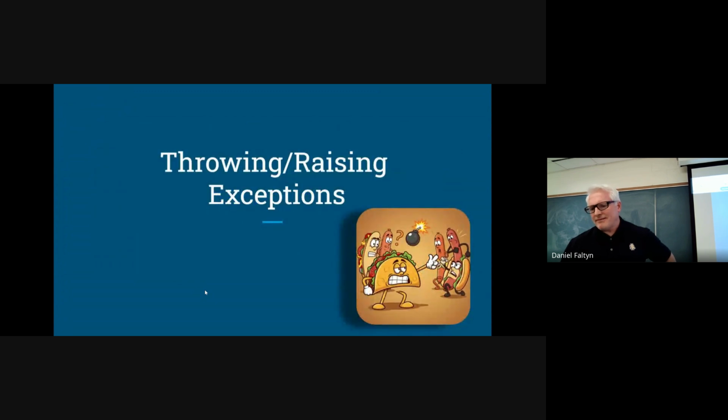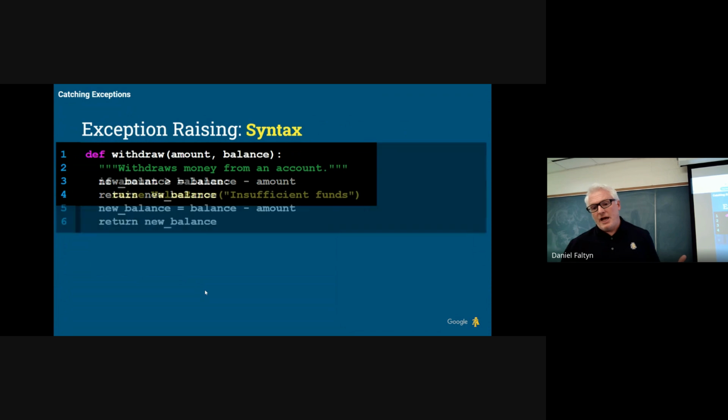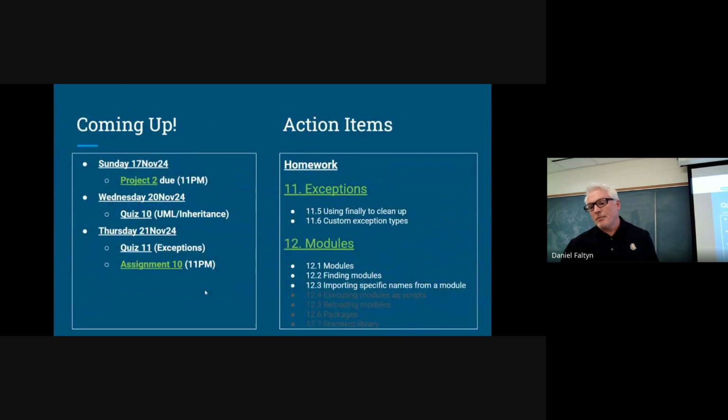What we'll get to next time is throwing and raising exceptions. I don't want to rush that. That's where you get to say, hey, I have a specific type of error. Where does that leave us?